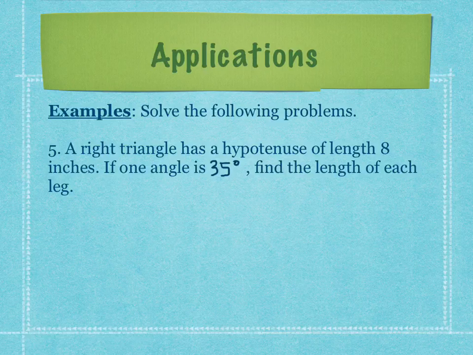So I've chosen just a couple, and your book has a few others, of course, that you're going to take a look at, and a few more on my math lab. So the right triangle has a hypotenuse of length 8, and we have one angle of 35 degrees, and we're supposed to find the length of each leg. The first thing we would like to do, of course, is draw a triangle so that we have a picture to go with this image. So I've got a right triangle over here I'm going to draw.